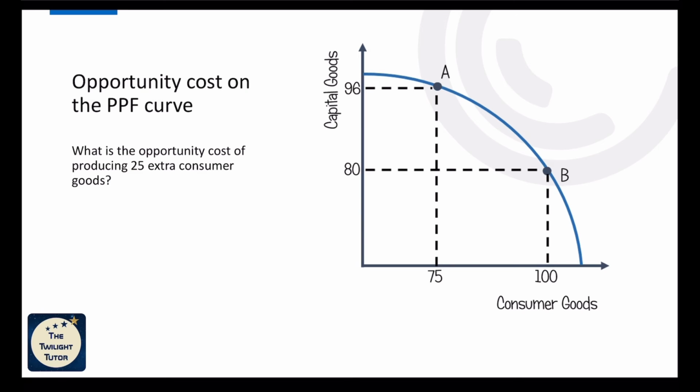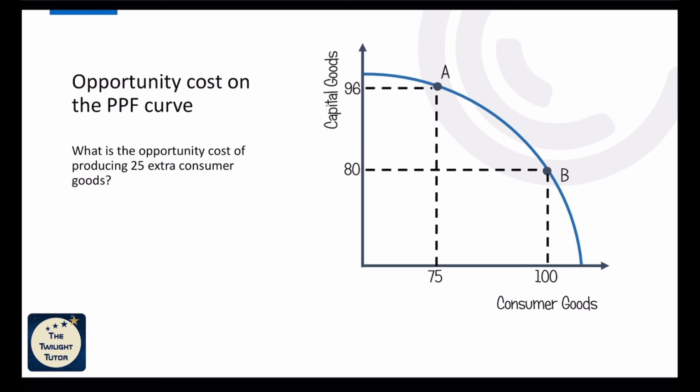Moving on from the personal examples, the PPF can also be used to show real-world economic examples. This question asks, what is the opportunity cost of an extra 25 consumer goods? In other words, how many capital goods are lost when policymakers choose to increase the production of consumer goods?